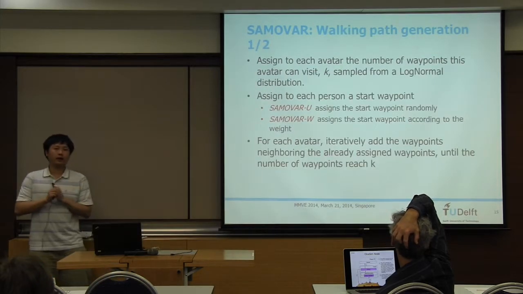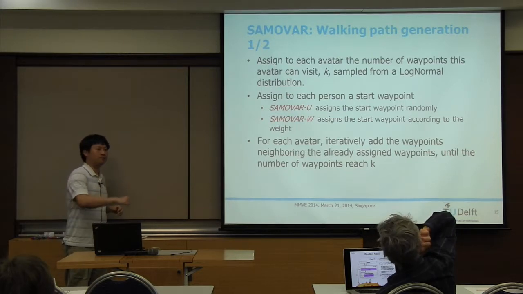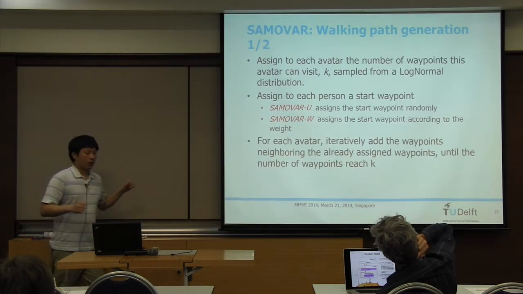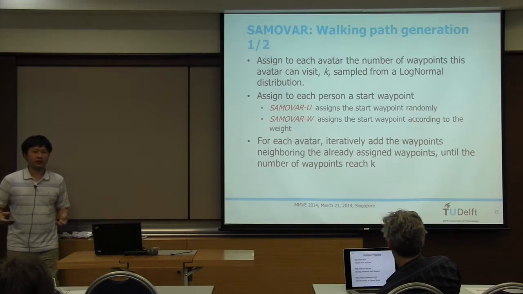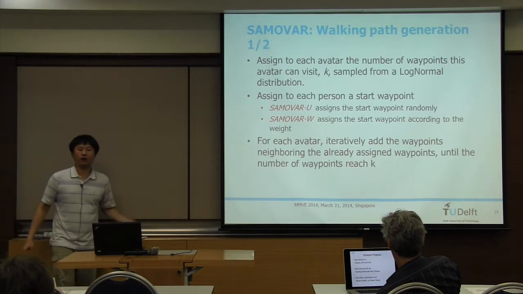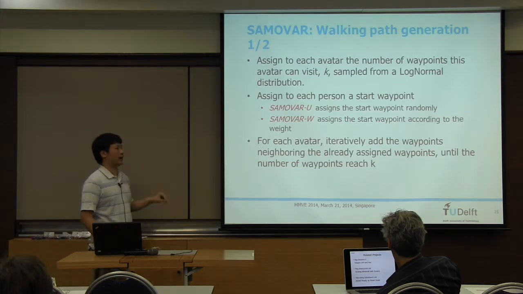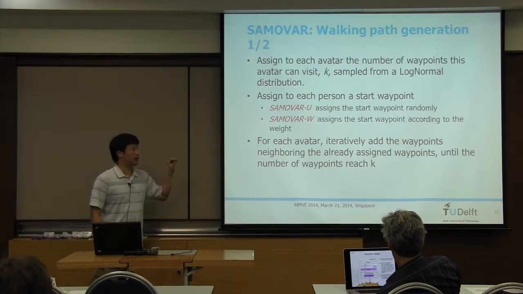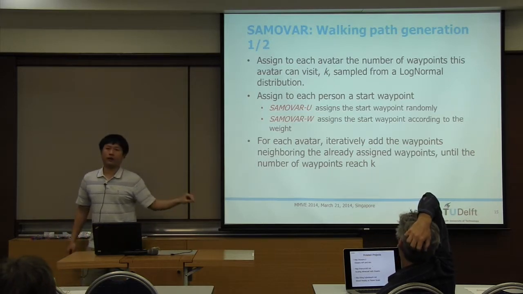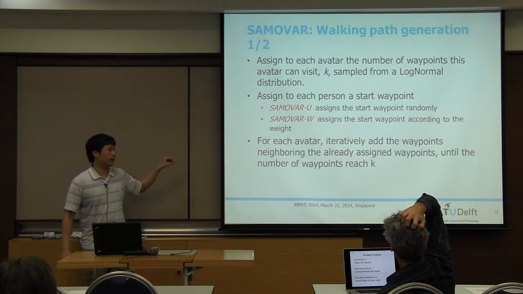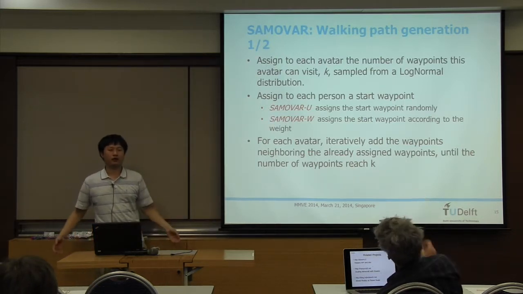After we determine how the map is generated, we determine how an avatar can move. Firstly, we assign each avatar a limited number of waypoints it can visit during the simulation, sampled from a normal distribution. And then we assign a start waypoint to each avatar. We use two methods to assign the start waypoints. In one, U, we assign the start waypoints randomly, and in the other, W, we assign the waypoint according to the weight we assigned in the map generation procedure.